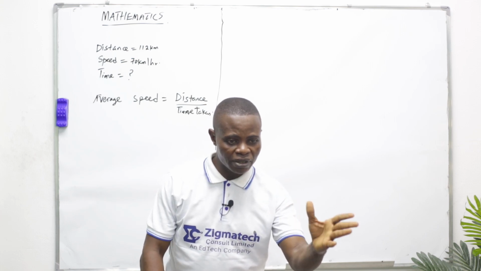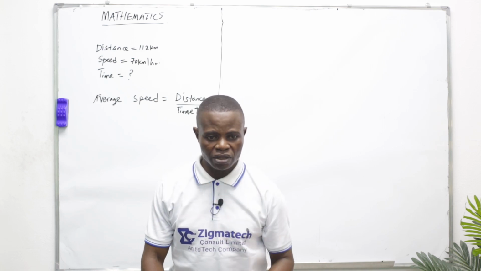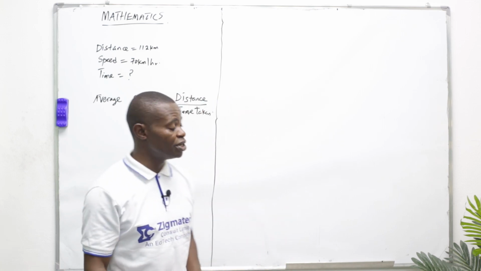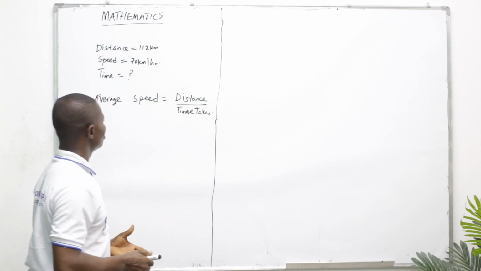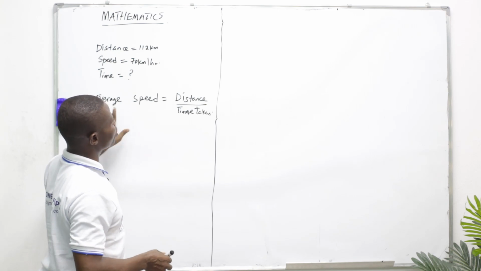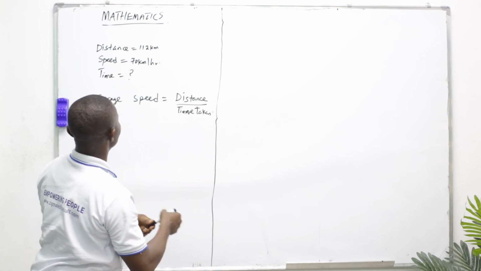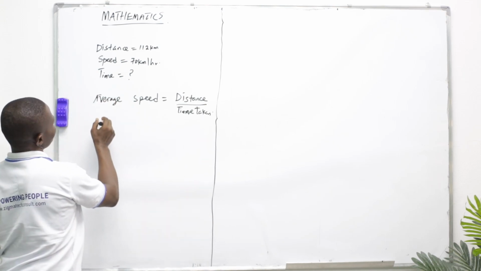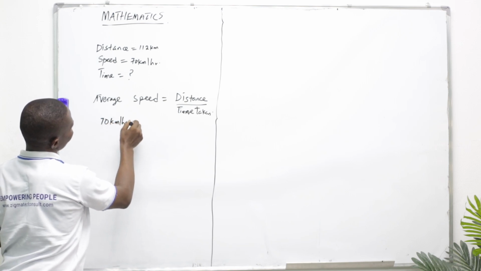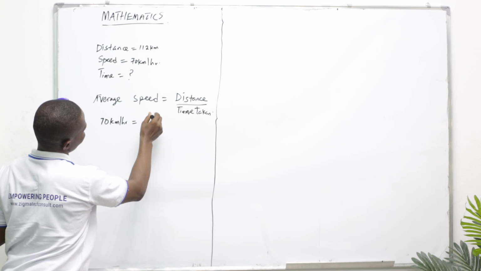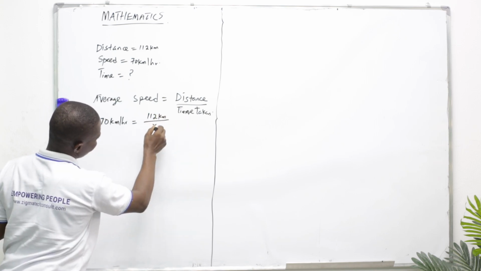We have the first distance, the first average speed, the second distance, and the second average speed, meaning two things are involved of the same name. So look at this formula: average speed equals distance over time. Ask yourself, what is missing here? It is time taken. So the first is 70 km per hour equals distance. What is the distance? 112 km, all over time taken, which is unknown.